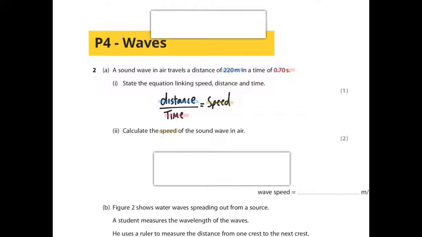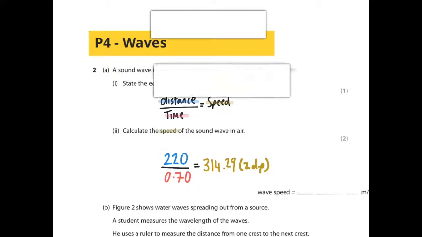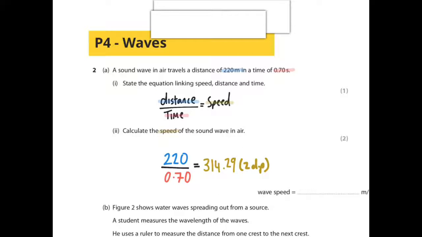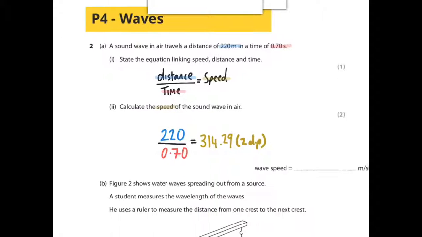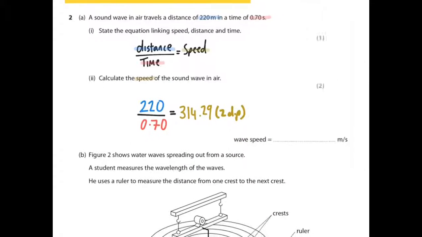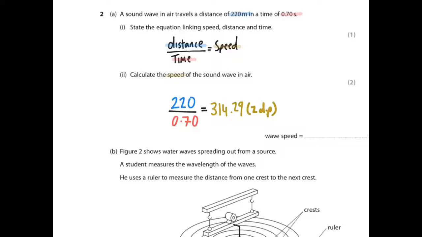So let's look at that equation again. So we've got distance, 220 meters, divided by time, 0.7. So we have 314.29, and I've rounded that to 2 decimal places, meters per second. Very easy. Just remember to look at the figures given to you in the question.